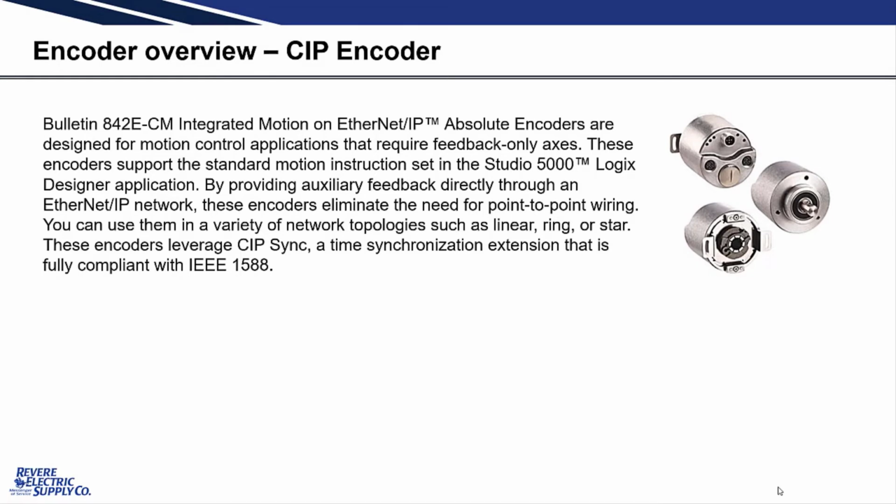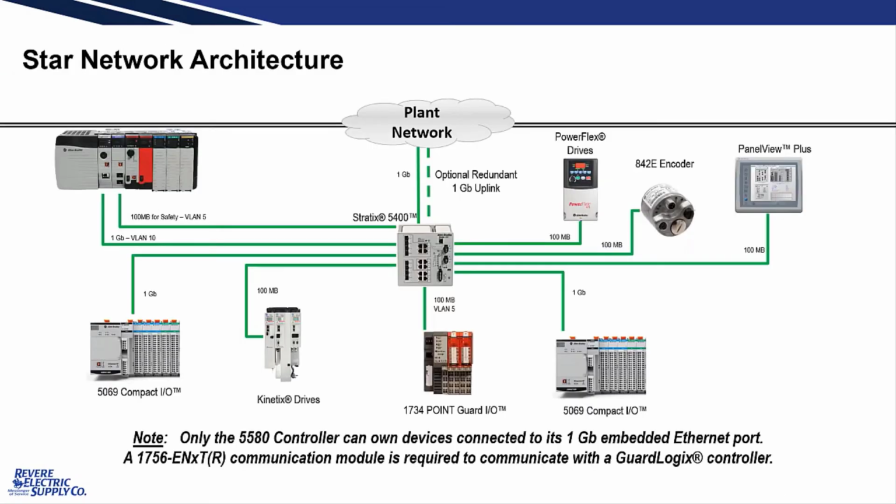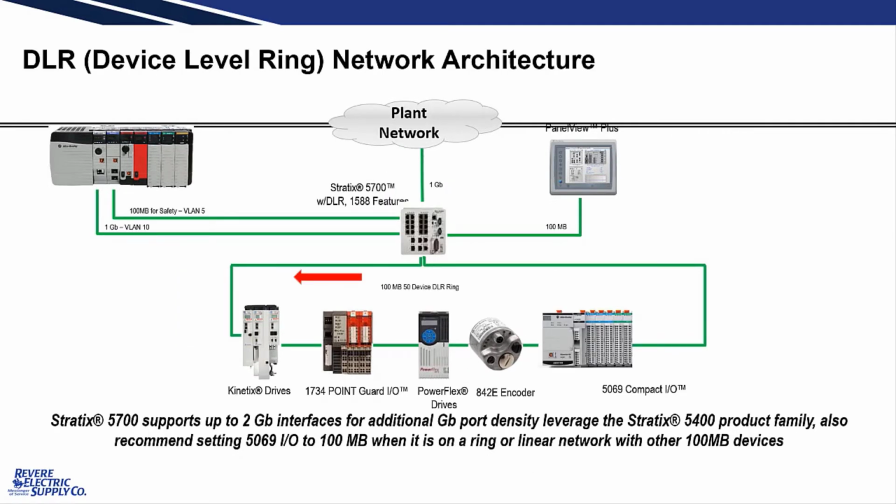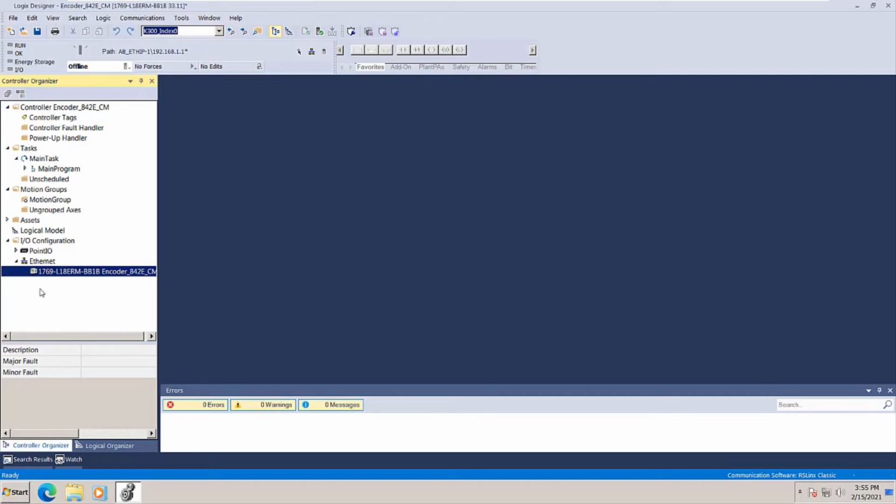The 842E-CM is designed for motion control applications and supports the standard motion instructions in Studio 5000. Possible uses include rotary tables, material handling, pick and place, or load feedback on any axis with gearboxes or belt drives. There is a dual-port Ethernet connection on the rear of the encoder. The Ethernet network can be configured as a star, linear, or device level ring, DLR, but the network switch needs to be capable of DLR.